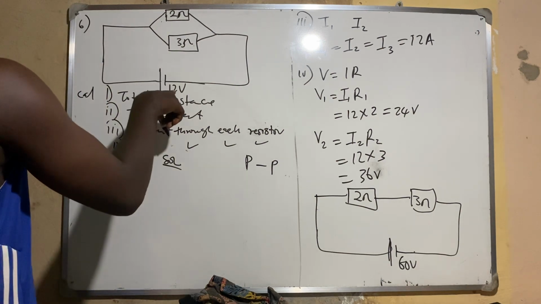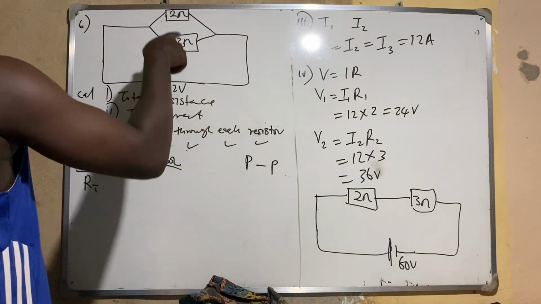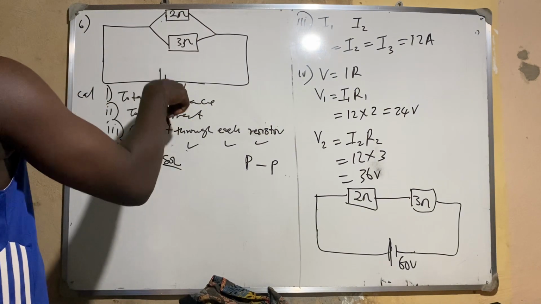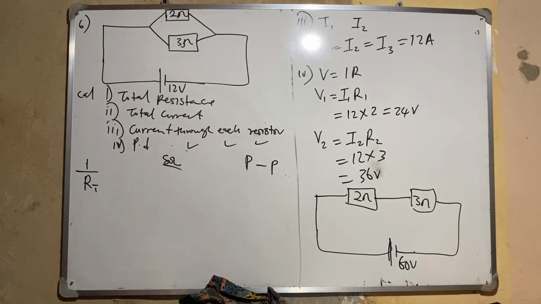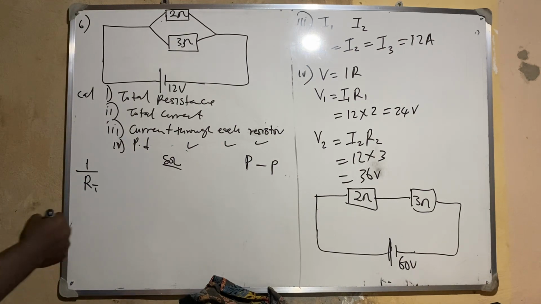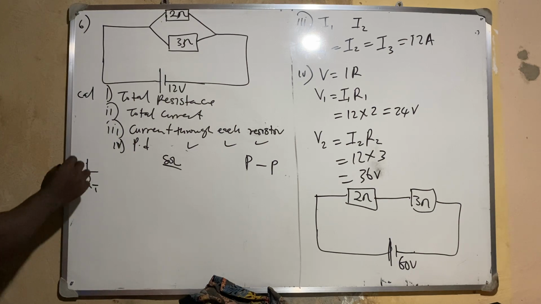So which means since I have this, 12 here is the total one. So the potential difference across this is still 12. The potential difference across this one is still 12. Why? Because it's the same potential difference across them because they are in parallel. So let me get the total resistance, which is the first question they asked me.